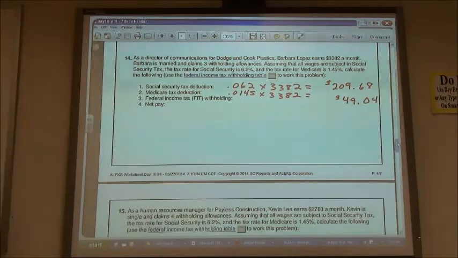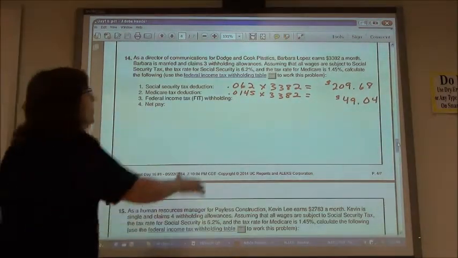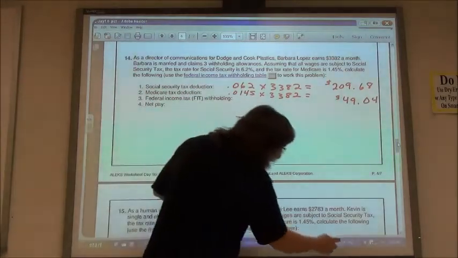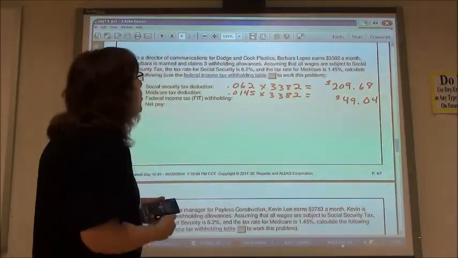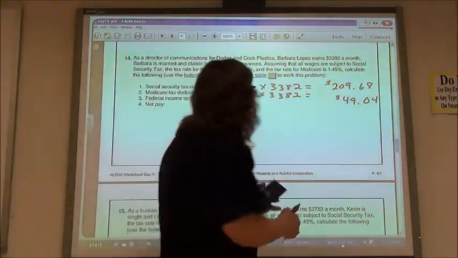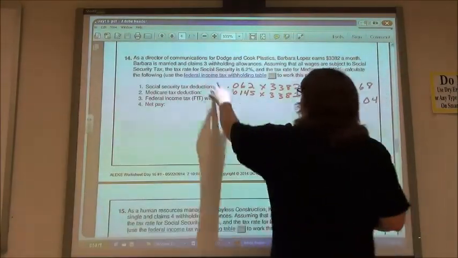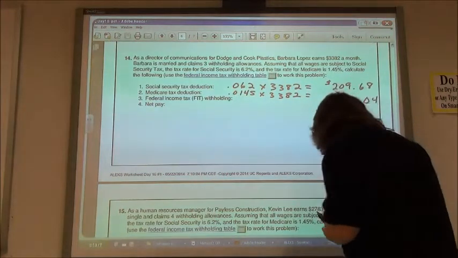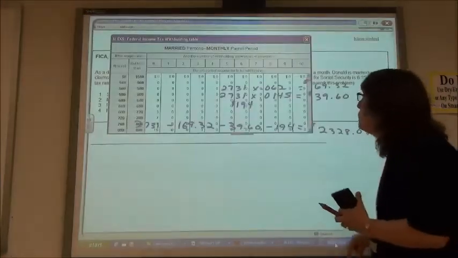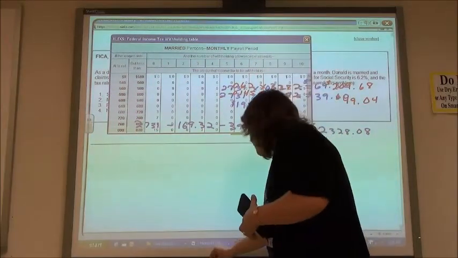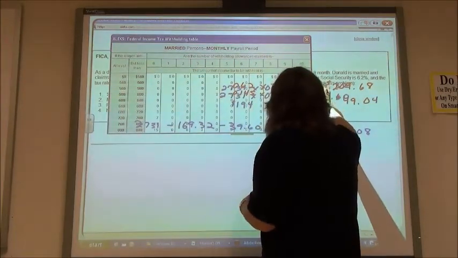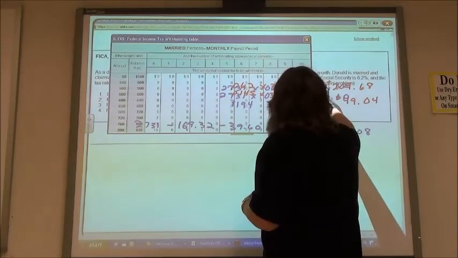Federal income tax withholding, that's again where we have to use that table. So we would click on the table thing, and then it's going to pop up the table for our federal income tax withholding. We have to remember $3,382, 3 withholdings. So $3,382, I got to scroll down here if it lets me. $3,382.